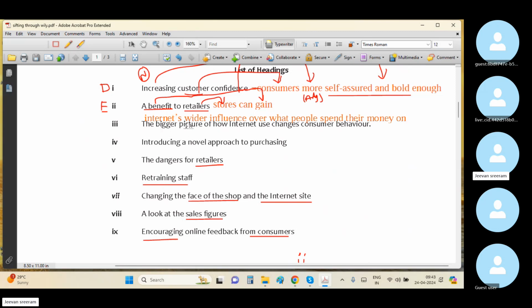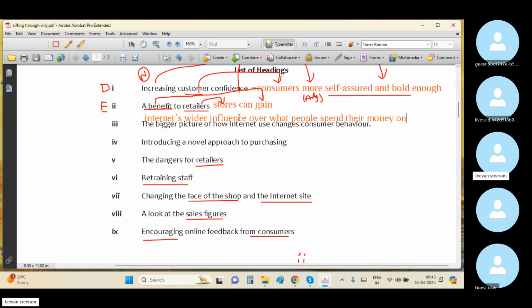So bigger picture is equal to wider. Internet use is equal to internet. What people spend their money on is equal to consumer behavior. Influence is changes. Changes is verb. Influence is noun. So you should have understood another thing here. If you are able to check these paraphrases, what the test maker adopted, you can also learn the writing skills, paraphrasing skills. You can become better in paraphrasing skills.